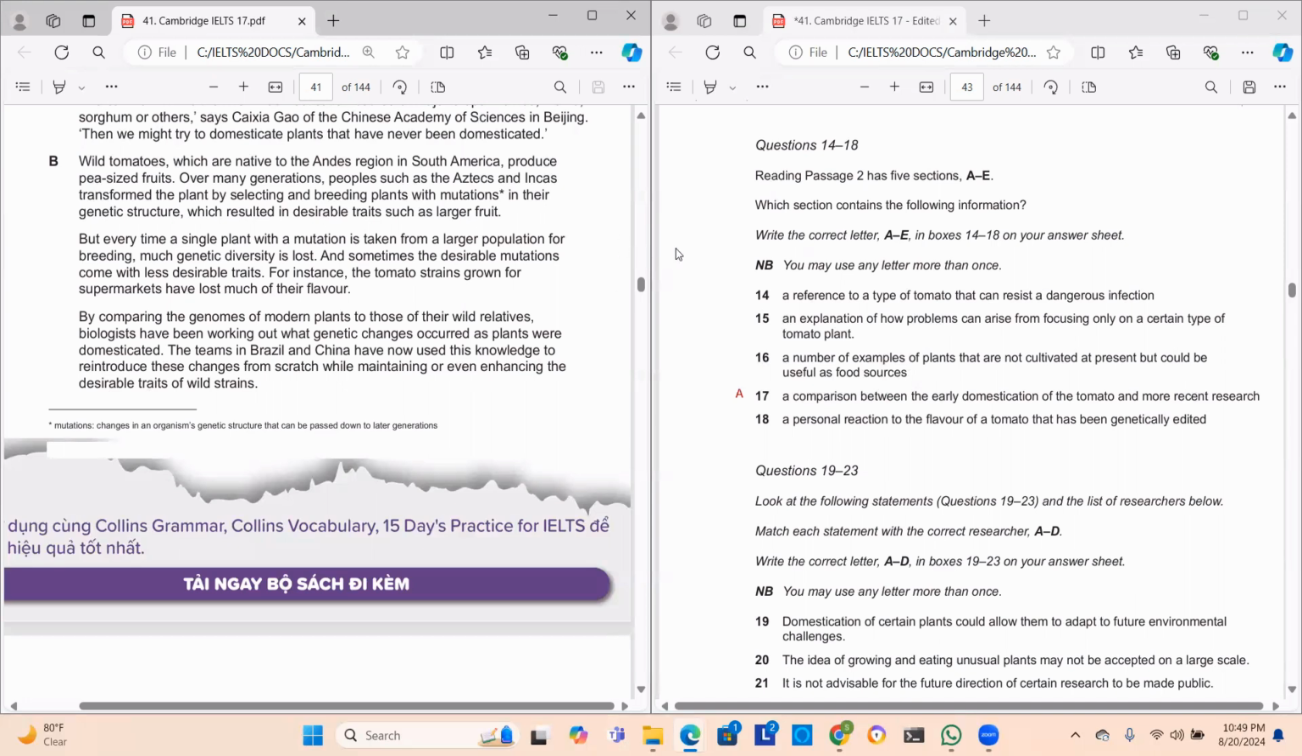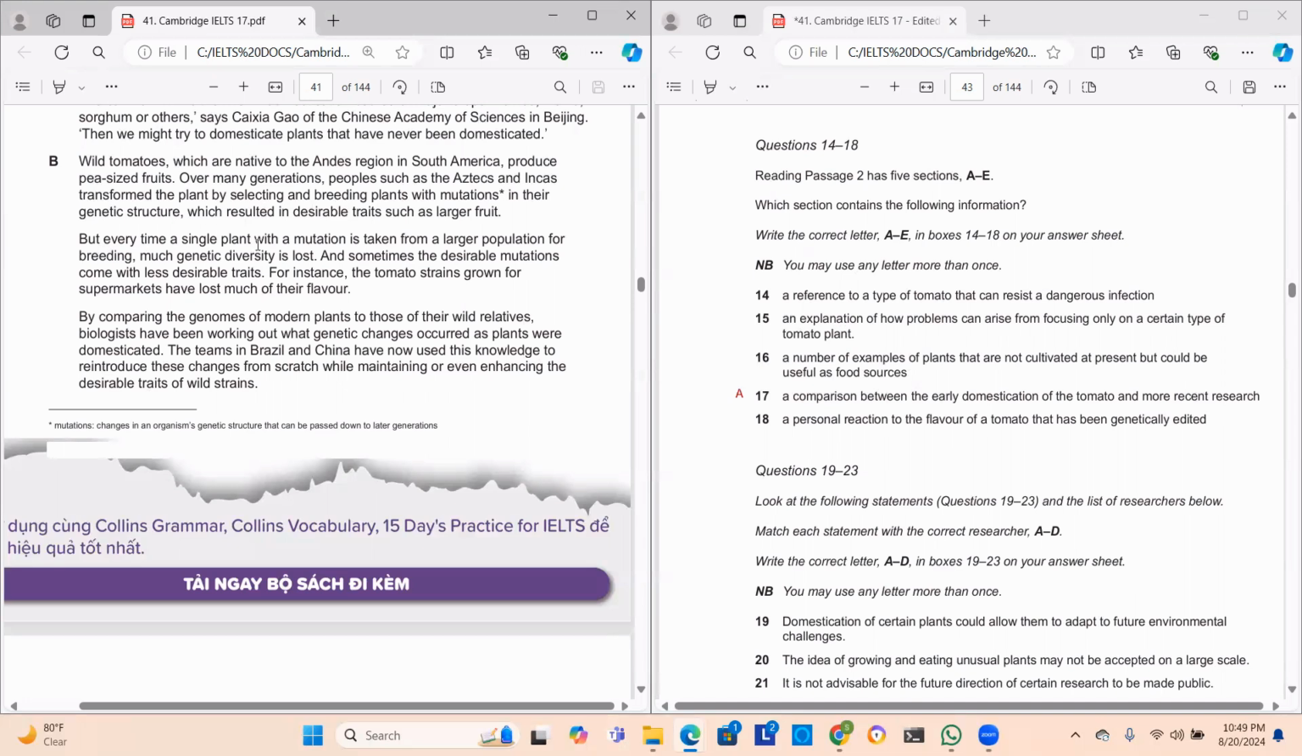Okay, so let's read the questions now and let's try to match it. A reference to a type of tomato that can resist a dangerous infection. No, we did not read anything about any infections here, right? So let's read the next one. An explanation of how problems can arise from focusing only on a certain type of tomato plant. Okay, did we read about an explanation of how problems can arise? I think he spoke about a few problems here, right? What was that? So they're focusing on a single type of plant, that is wild tomatoes, right?